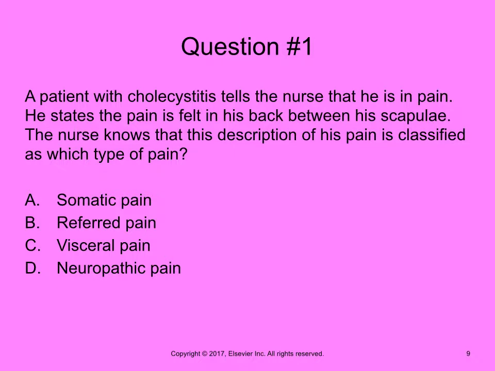And the first question here, question number 1: which type of pain is the patient with cholecystitis experiencing? He states the pain is felt in his back between his scapula. So it can be somatic pain, referred pain, visceral pain, or neuropathic pain. And the answer is B. It's cholecystitis. It starts in his gallbladder, so it starts in his abdomen, the right upper quadrant, and then he feels it in his back between his scapula, so that's definitely referred.